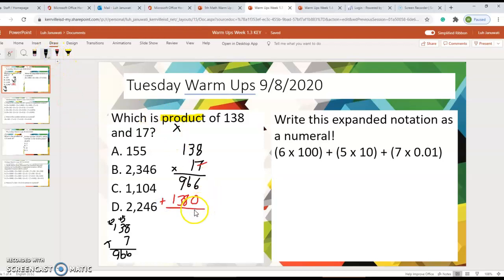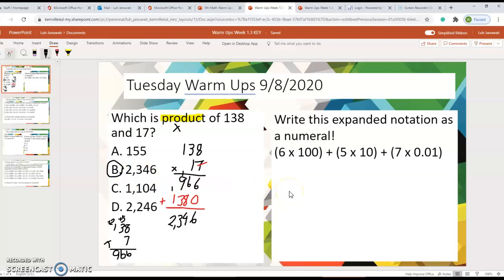Okay, so 6 plus 8 is 14. Write your 4, carry your 1. 9 plus 1 is 10, plus 3 is 13, carry your 1. So 2,346. So my answer is B.